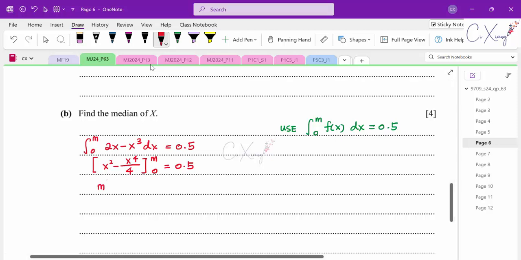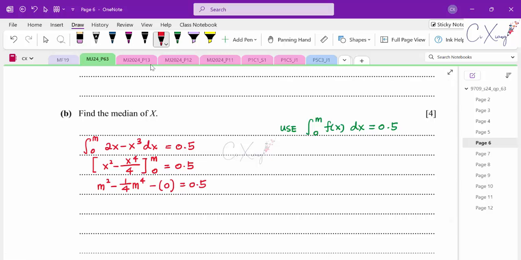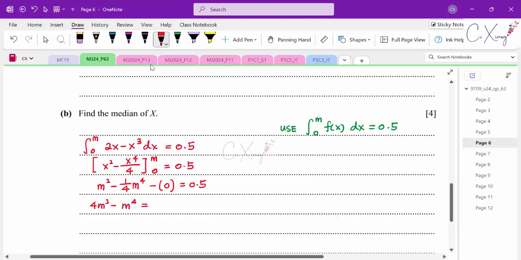So what do I get here? I get m squared minus 1 over 4 m power 4. If you substitute 0 here, everything will become 0, equals 0.5. And we are trying to solve this equation. To solve this in terms of m, I multiply the whole equation by 4 because I want to get rid of the 4 as a denominator. So 0.5 times 4, I get 2. Then eventually I get this one.